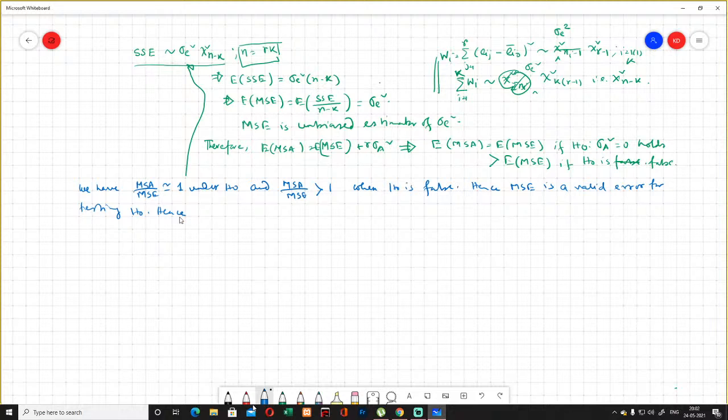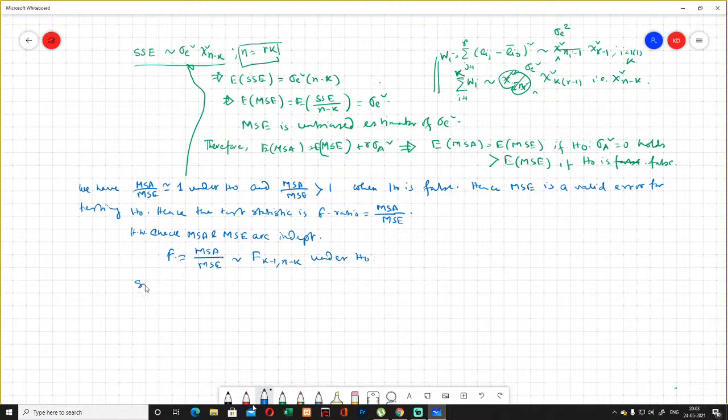And hence the test statistic is the F ratio, which is MSA by MSC. Because MSC is a valid error, we can use this. And since MSA and MSC are independent, please check in your homework, please prove this in the context of the random effect model. Since these two are independent and follow chi-square distributions, the F ratio MSA by MSE follows an F distribution with k minus 1, n minus k degrees of freedom under H naught.